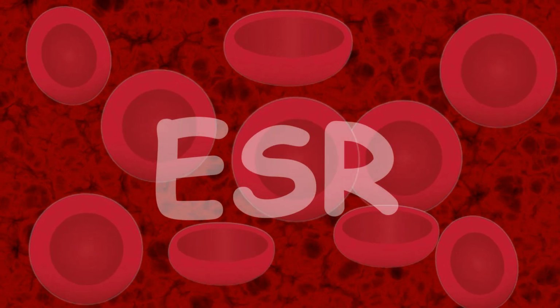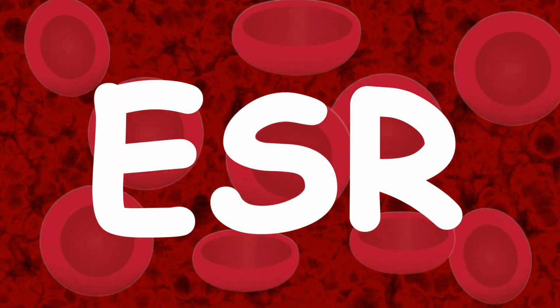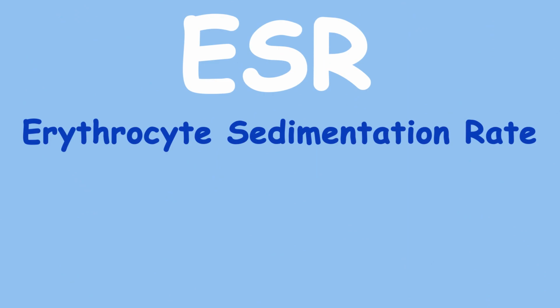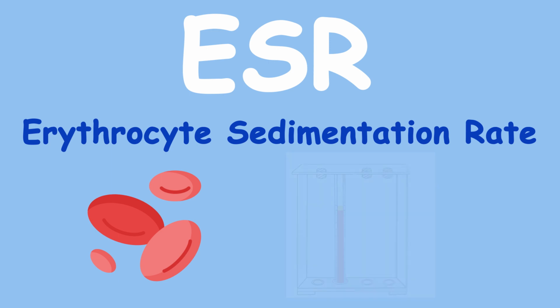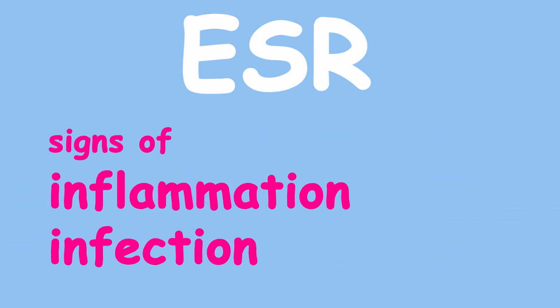In today's video we are going to talk about a simple blood test known as the ESR test. The term ESR stands for erythrocyte sedimentation rate. Erythrocytes are the red blood cells in your body. The ESR test measures the rate at which red blood cells settle to the bottom of a tube in a period of 1 hour. You can have an ESR blood test if you have any signs of inflammation or infection.